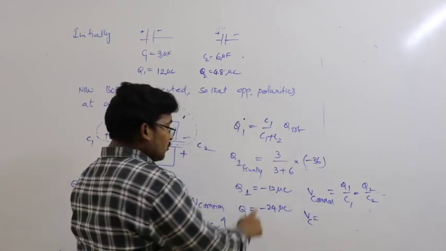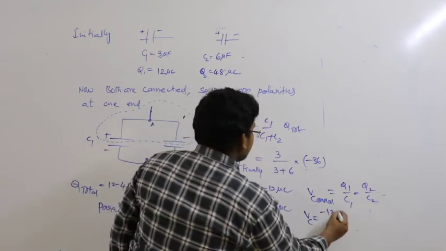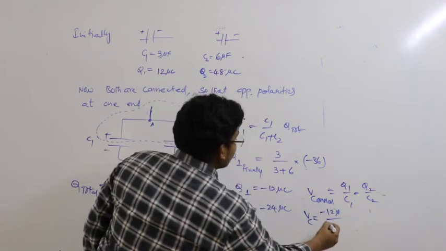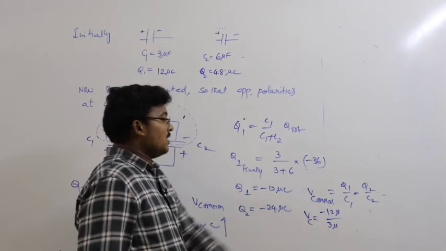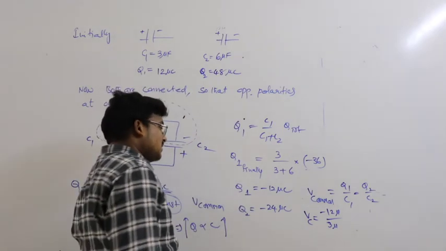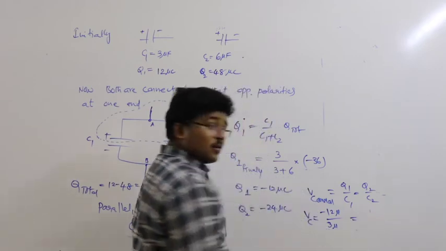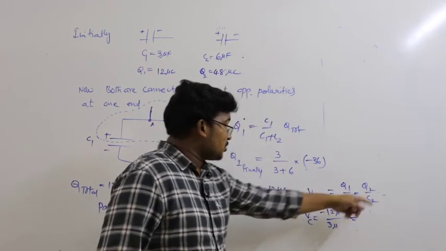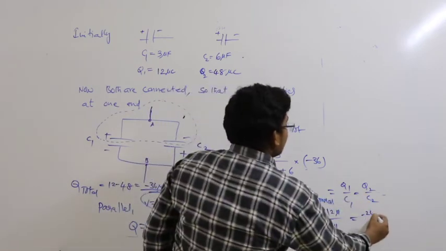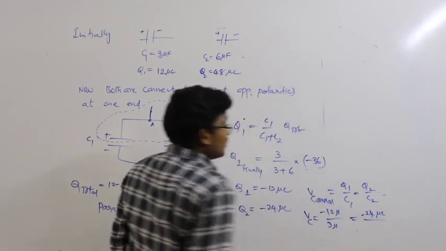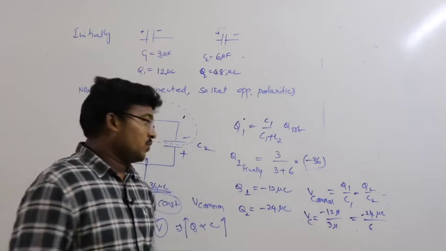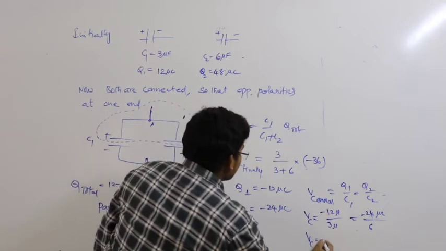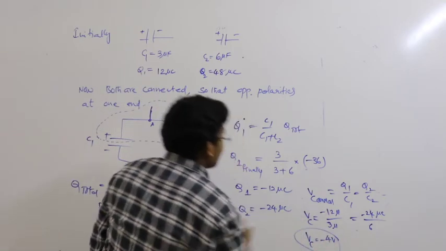So V1, what is the Q1? Minus 12 micro by what is C1? 3 micro. What is this? 3 and minus 4, how much? Minus 6. And we will check with this one also. What is Q2? Minus 24 with what is the C, it is 6. We are getting the same. So what is the common potential? Common potential is minus 4 volts.